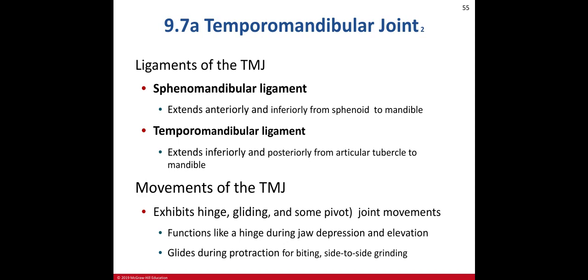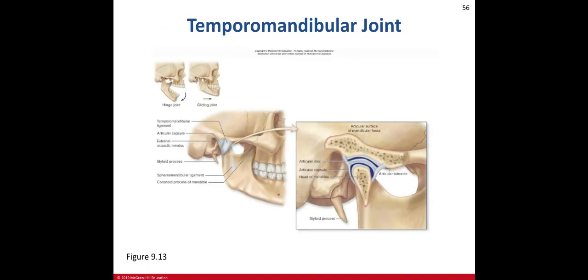How does it move? Well, it has hinge, gliding, and some pivot movements, right? It functions like a hinge when we're doing jaw depression and elevation, and it glides for protraction, for biting, and then side to side grinding. So here is that joint. It's a hinge when it's going up and down. It glides when we're going forward, backward, side to side.